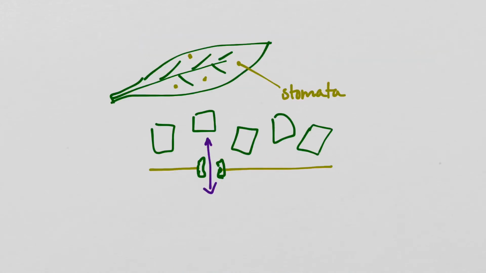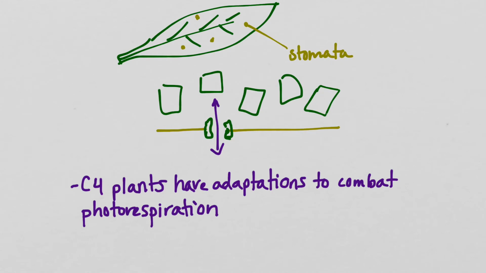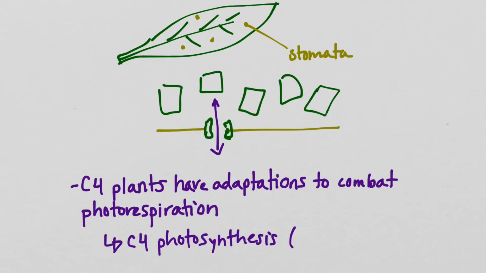But the plants that do have adaptations to combat photorespiration are called C4 plants. And what they do is, instead of the typical photosynthesis, they will do C4 photosynthesis. We know regular plants do their C3 photosynthesis, where they make a 3-carbon chain for their G3P or PGAL. But in C4 photosynthesis, this must end up with a 4-carbon molecule.